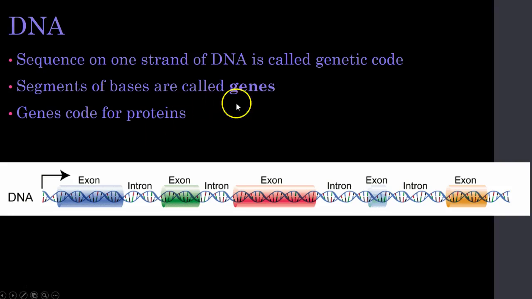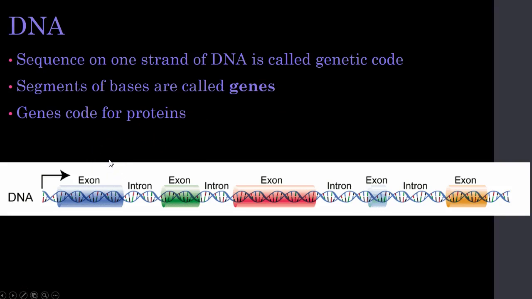So DNA on one strand of a sequence of DNA has what's called a genetic code. And that is all the information that the cell requires to be able to function properly, to perform all of its chemical processes, all the instructions. And a segment of these bases along one strand of DNA is what we call a gene. Genes code for proteins, and we need proteins to be able to perform some of our bodily functions, for example, creating glucose or breaking down glucose.